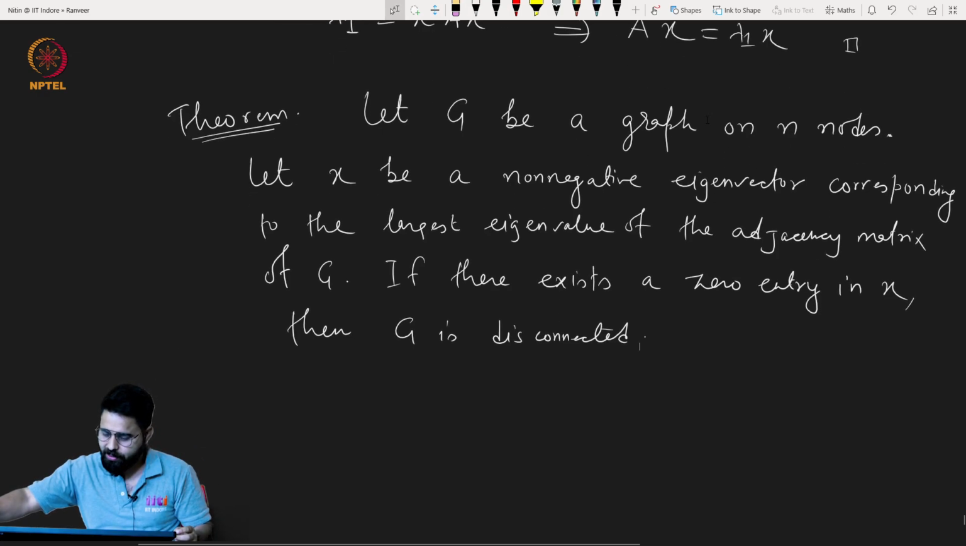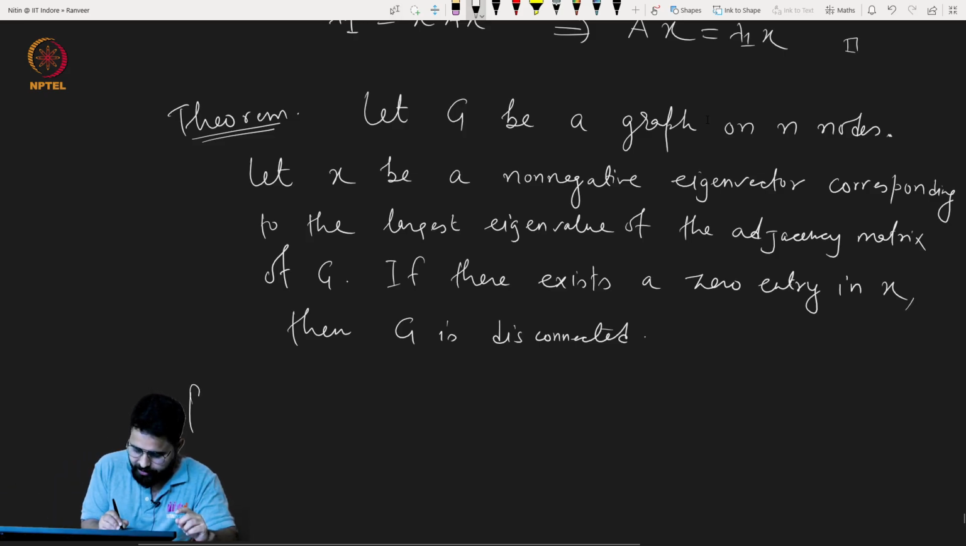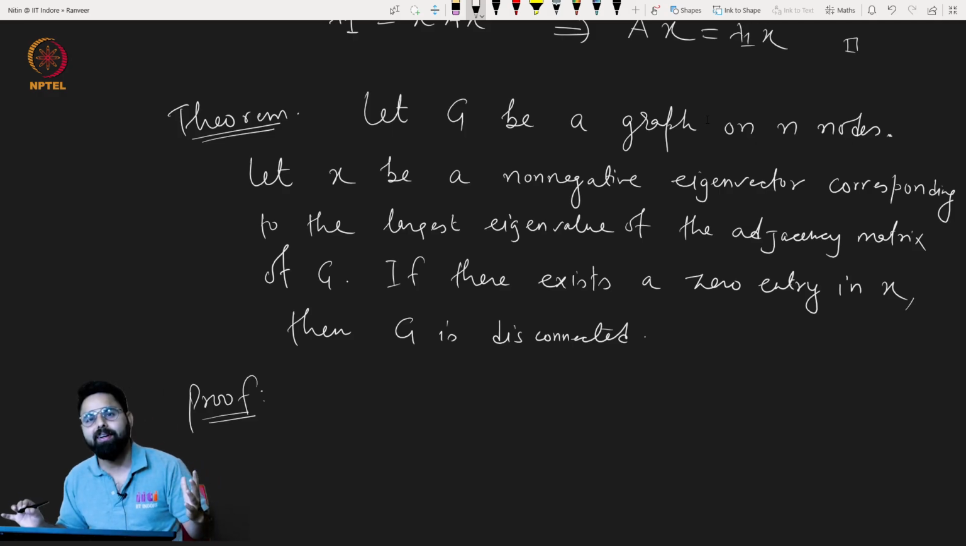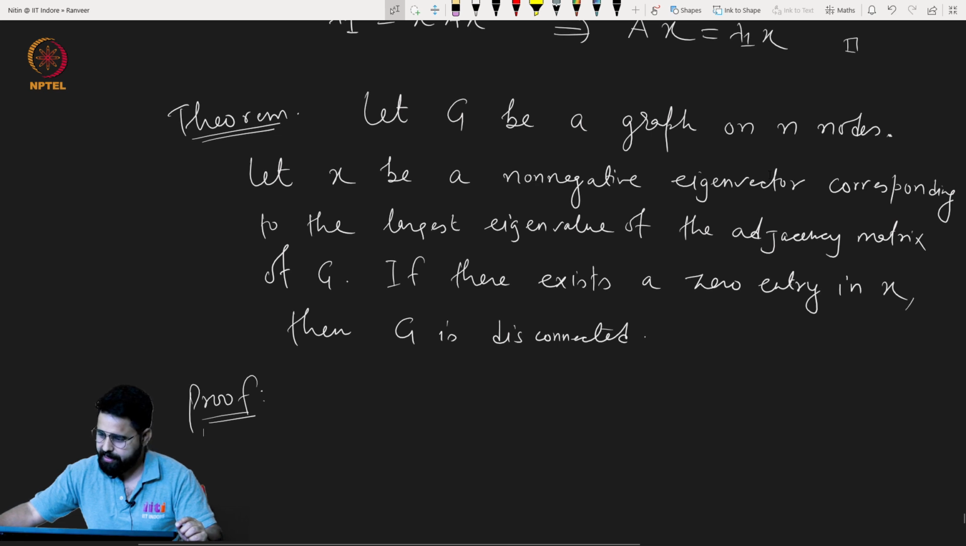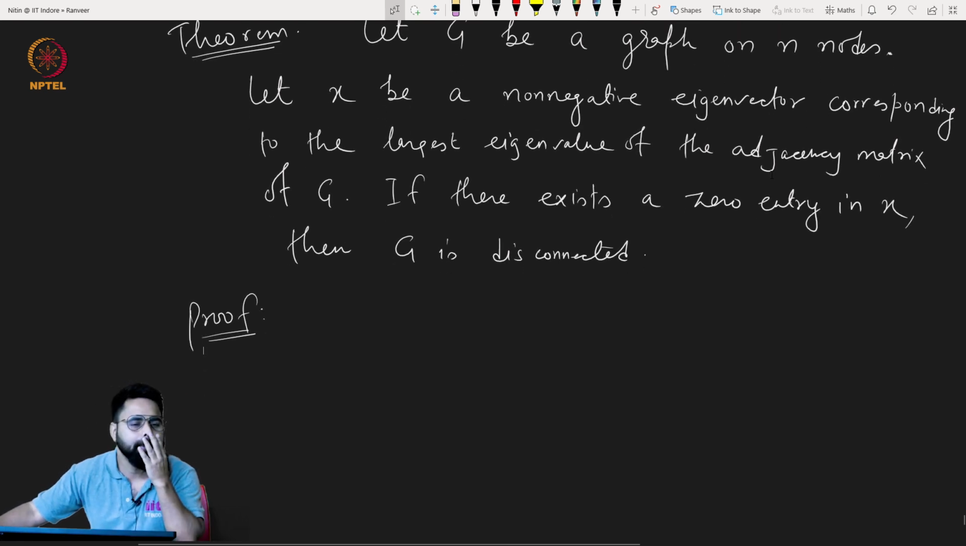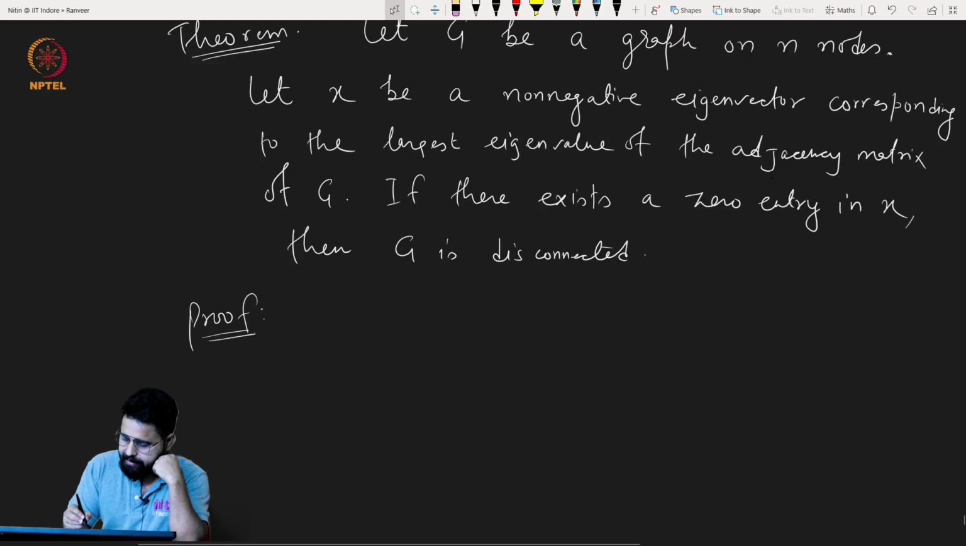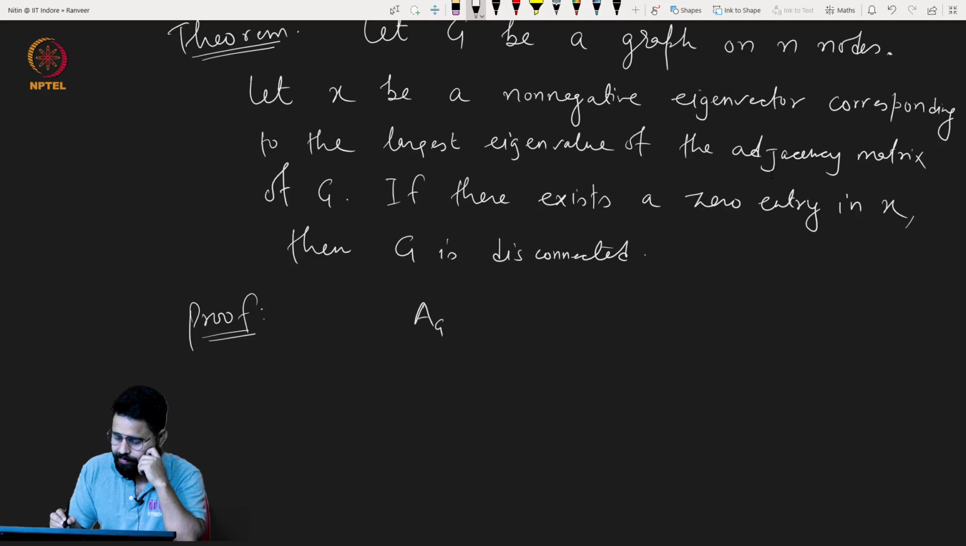Okay, so let us go to the proof of it. By the way, you can always pause this and think about these questions and then see the proof later on. So how to prove this? Suppose A_G is the adjacency matrix of my graph G, and A_G x is equal to lambda 1 x, where lambda 1 is the largest eigenvalue.